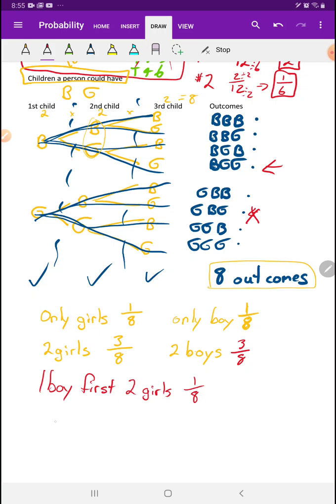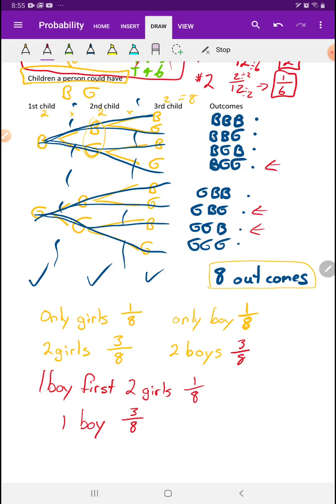If, on the other hand, I just want to know about the possibility of having one boy, it doesn't matter when the boy is born. I just have to have one boy. Well, then my options are here. There's one boy, there's one boy, and there's one boy. So my possibility of that is 3/8, a little bit under half. Okay? So that's how you do this.